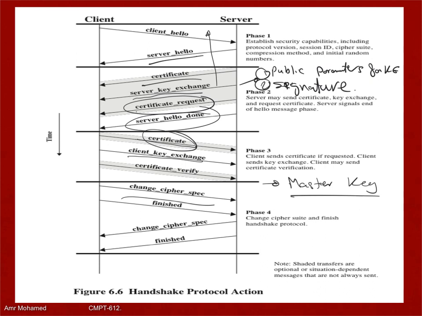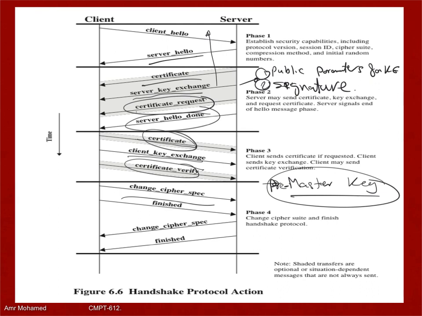So again, the client would report the public parameters for Diffie-Hellman and the signature, which is a hash value, again, encrypted by the private key of the client. And then the client would send a certificate verify, which means that I verified your authentication, and now we are here. We have actually not a master key. We have what we call pre-master key.